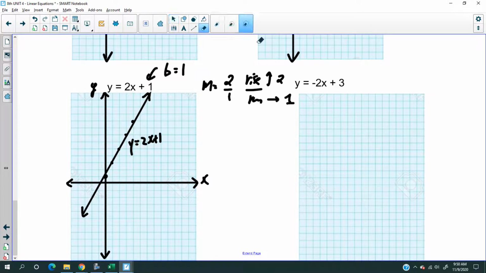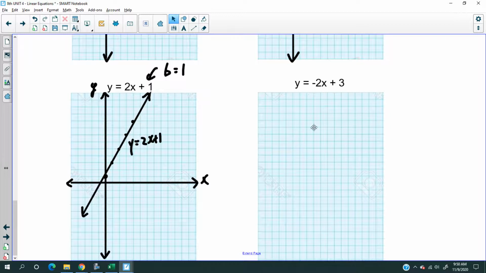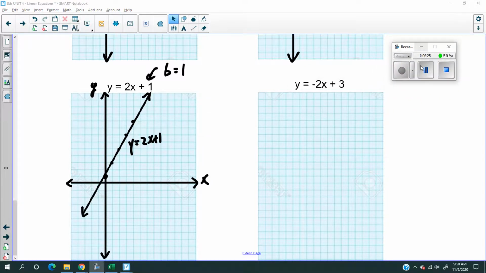Now, this one right here, I also want you to try on your own. Be careful here, because I did this on purpose. I left this as a negative. And then here we've got the y-intercept. So think about how you would graph that, and then try it. Give that a try right now.